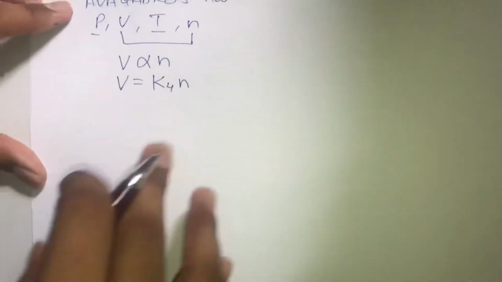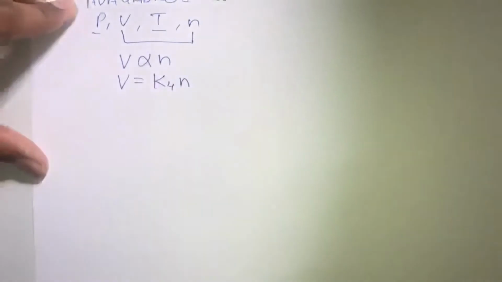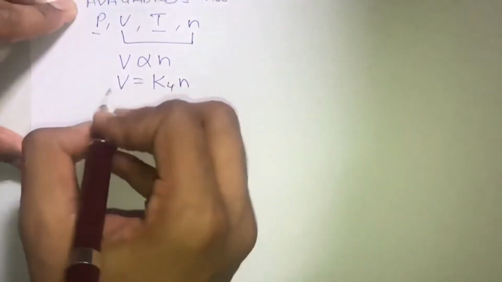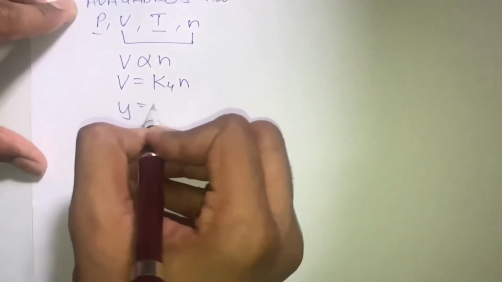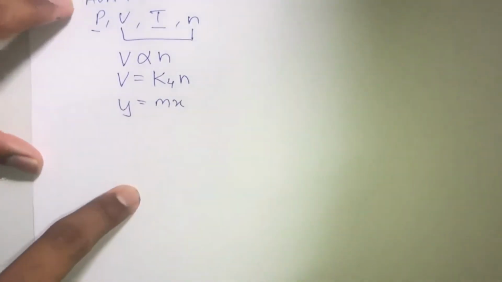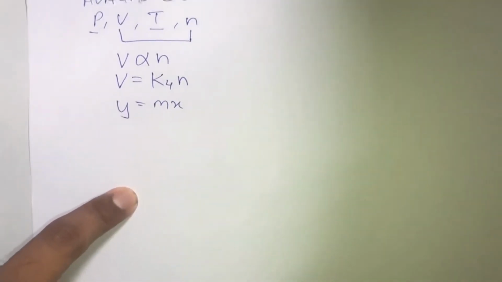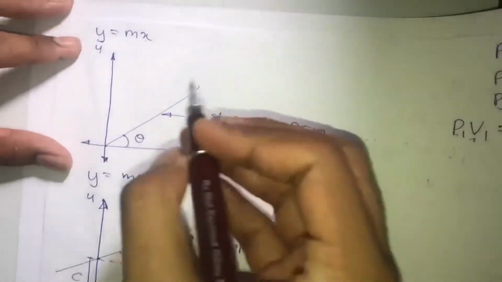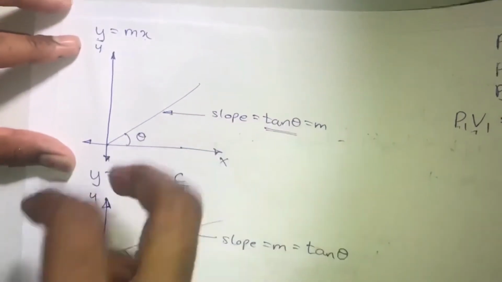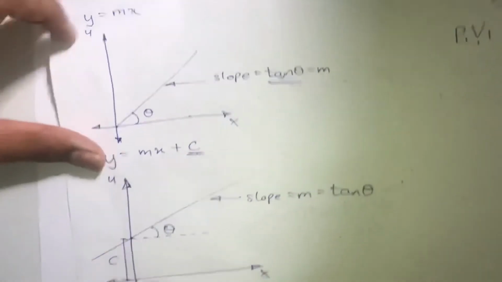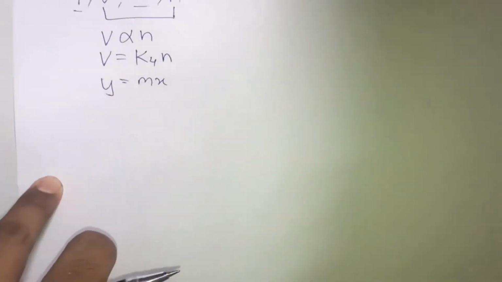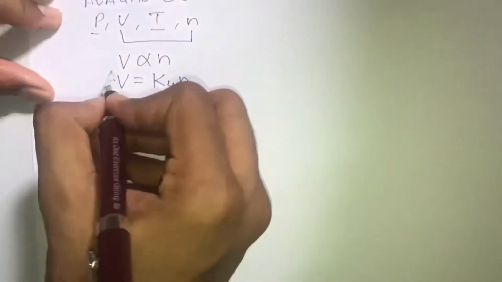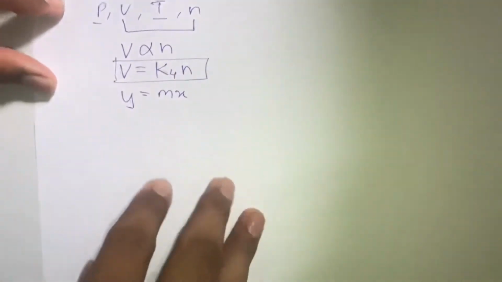Okay. Now can I compare this equation with the equation of a line y = mx? As we all know, the line y = mx passes through the origin. Okay, so let's see how we get the graph for this equation V = k4n.